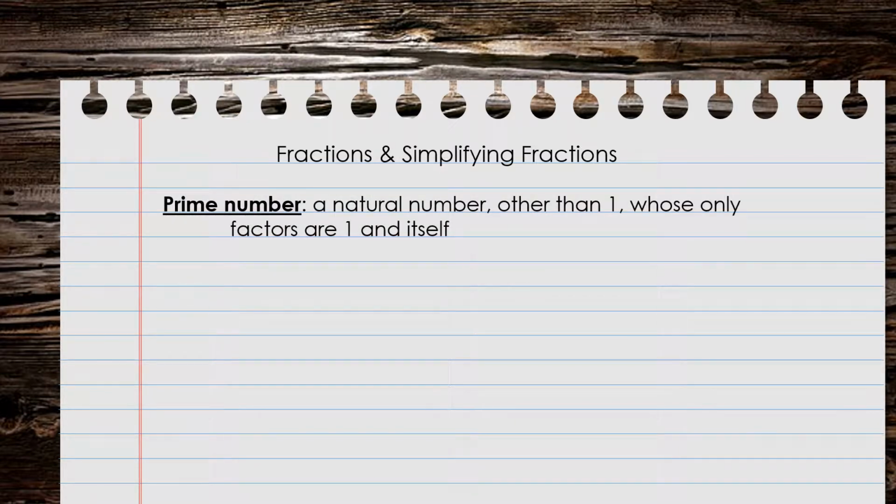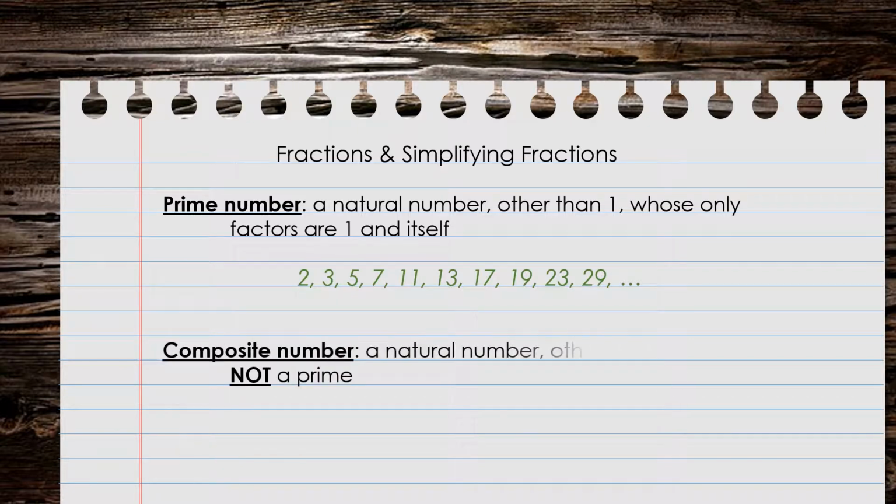A prime number is a natural number other than 1 whose only factors are 1 and itself. Here's an example of a few prime numbers: 2, 3, 5, 7, 11, 13, 17, 19, 23, 29, and the list does continue. Now, composite numbers are also a natural number other than 1, but these are values that are not prime numbers.